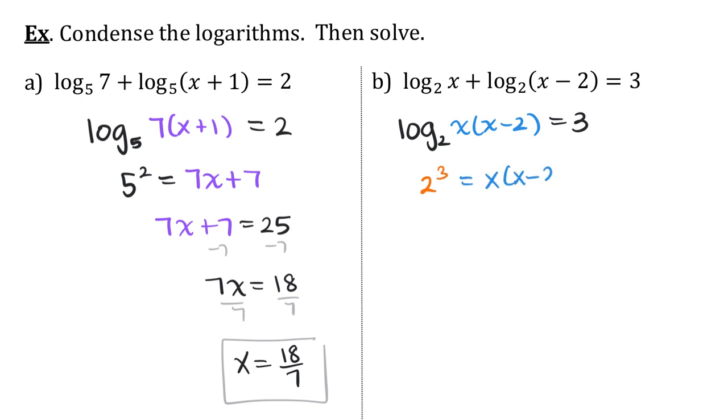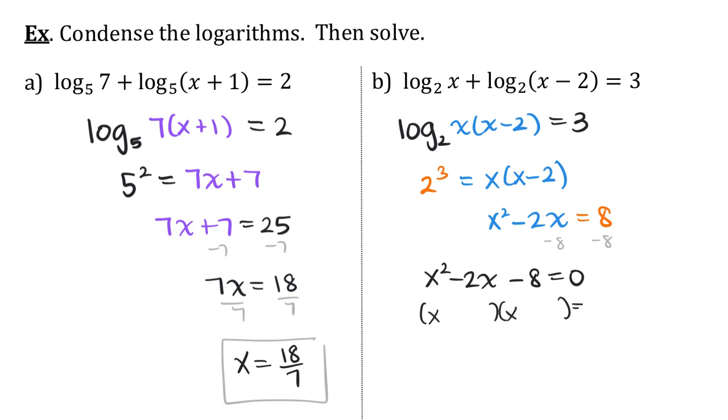And if you want to distribute that now, you can. I should distribute it. What is that? x squared minus 2x equals, 2 to the third is 8. Okay, let me move the 8. So what do I multiply to get negative 8? 4 and 2. Which one's negative? It has to add up to negative 2, so negative 4, positive 2. So I get x equals 4, and I get x equals negative 2.